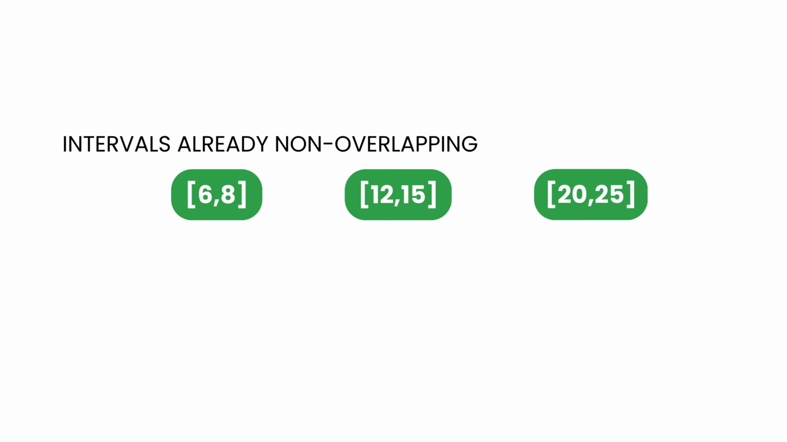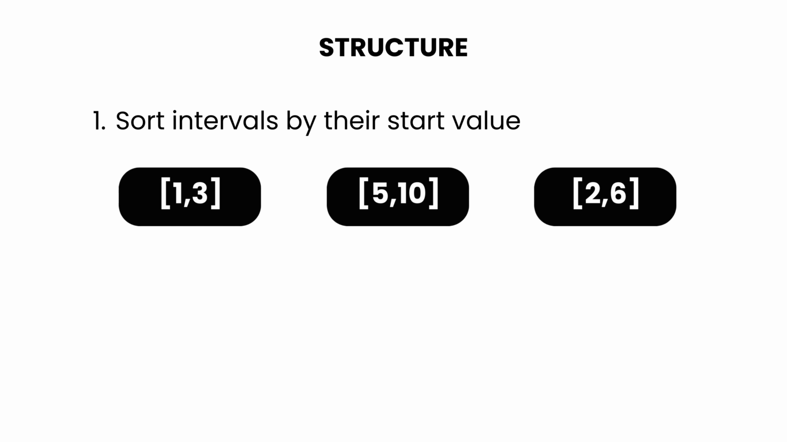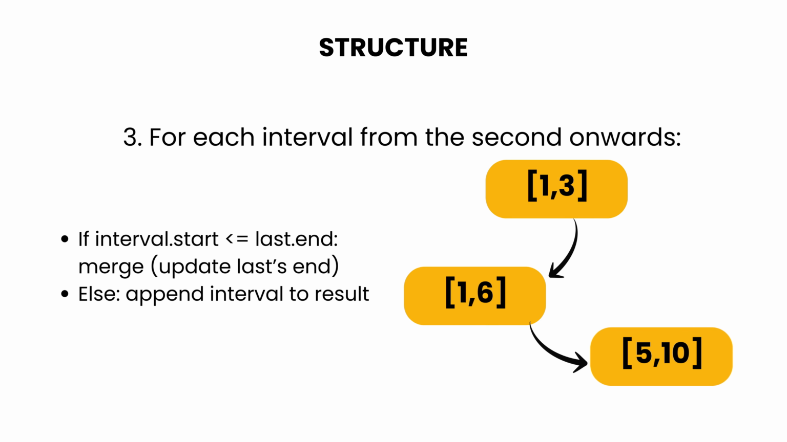Edge cases: intervals already non-overlapping, all intervals overlap into one, empty input. Sort intervals by their start value. Initialize the merged result with the first interval. For each interval from the second onwards, if interval.start is less than or equal to last.end, merge and update last's end. Else, append the interval to result. Return the result. Sort the list, then a single pass through intervals for merging.